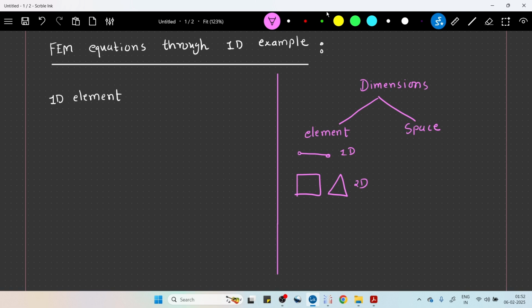In terms of space, there is a 1D space, which will have only an x coordinate. This 1D line element is positioned in 1D space. If I say 2D space, which will have x and y coordinates, this line element can lie in 2D space, and it can be represented with xy coordinates. Similarly, 3D space.